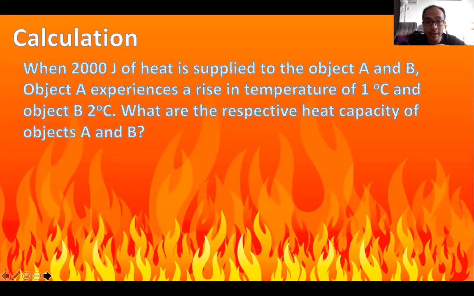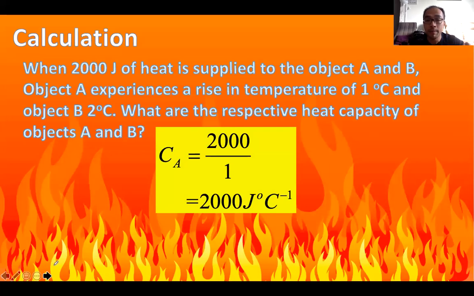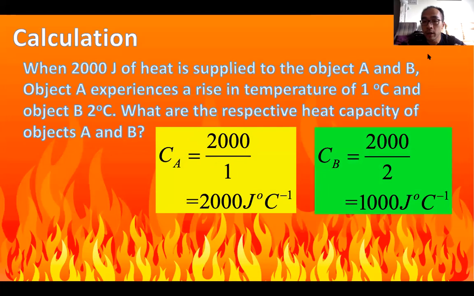So when we calculate this, we find that for object A, because it is 2000 joules over 1 degree Celsius, the heat capacity is 2000 joules per degree Celsius. Okay, it means in order for you to rise 1 degree Celsius, you need 2000 joules. Manakala, for object B, it is 2000 divided by 2 degrees Celsius. You only need 1000 joules to increase by 1 degree Celsius. So obviously, A has the bigger heat capacity.